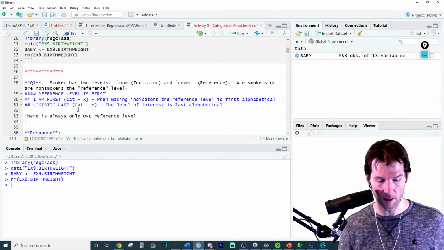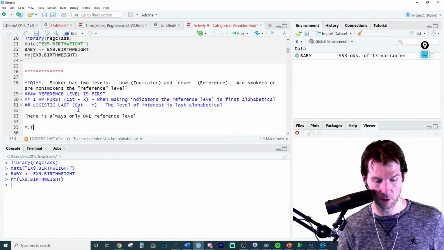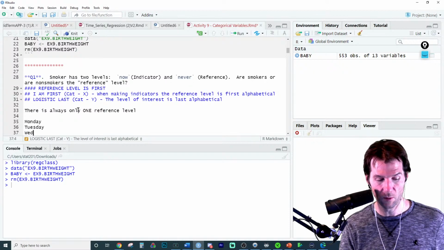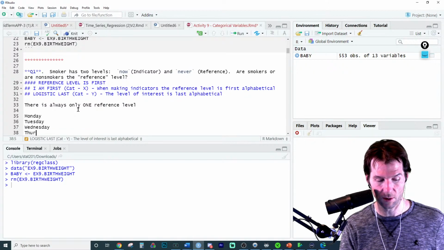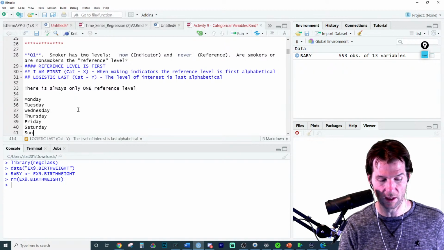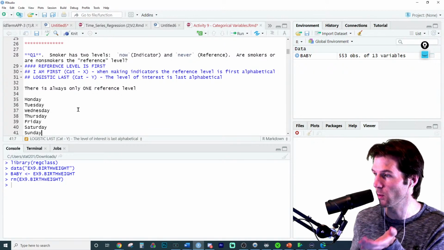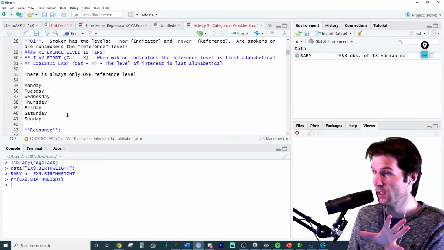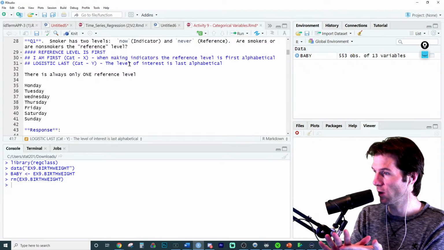If we have day of the week with Monday, Tuesday, Wednesday, Thursday, Friday, Saturday, Sunday, what would be the reference day of the week? Good question right here. What would be the reference day of the week? And there's only one reference day of the week. It's the first alphabetical anytime you do it. Really good practice right here to know it instantaneously.